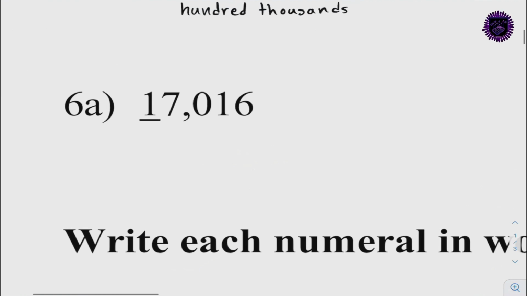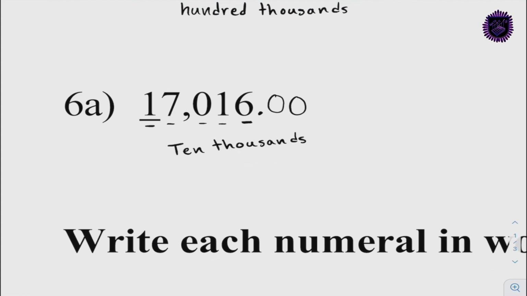Let's go into 6A. Now we have a decimal point would be there at the very end. We have 1, 2, 3, 4, 5 spaces moving up. So this place value would be ones, tens, hundreds, thousands, 10,000s.